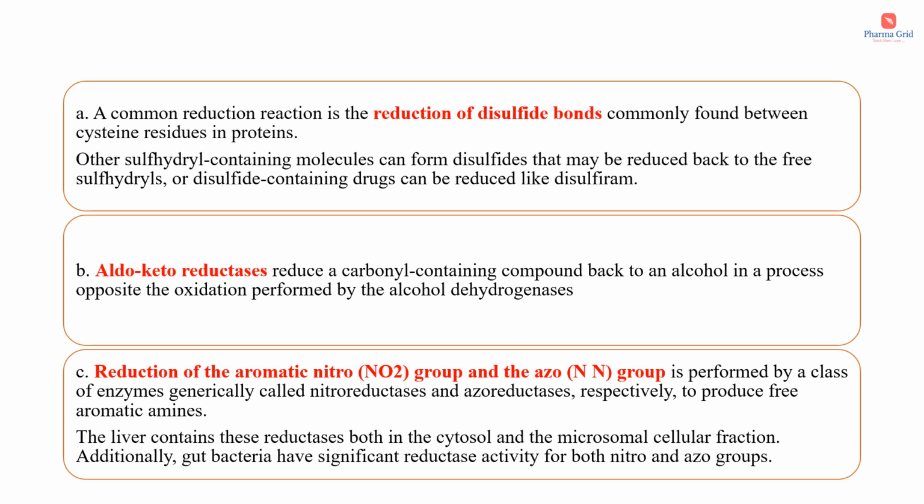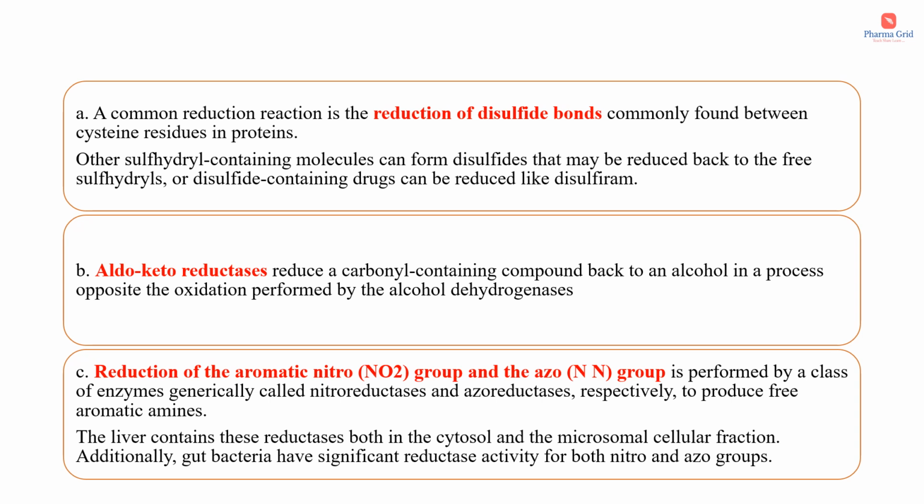Next one is the reduction of aromatic nitro group and the azo group. It is performed by a class of enzymes generically called nitro reductases and azo reductases respectively to produce free aromatic amines. The liver contains these reductases both in the cytosol and the microsomal cellular fraction. Additionally, gut bacteria have significant reductase activity for both nitro and azo groups.